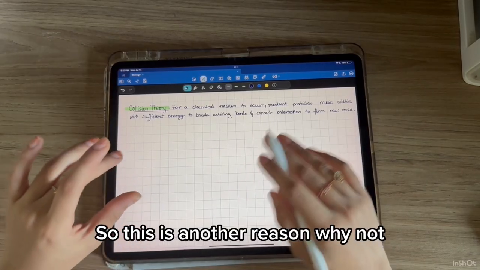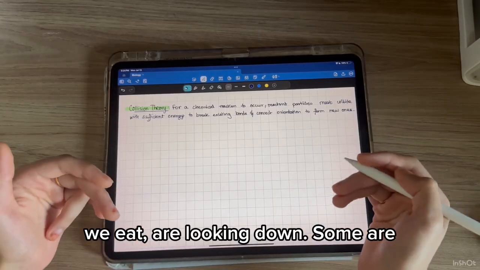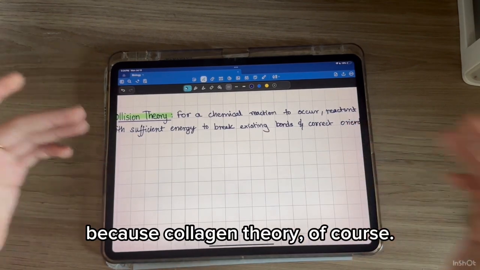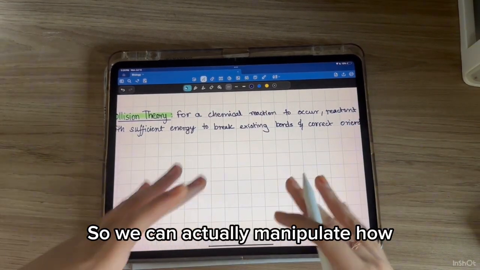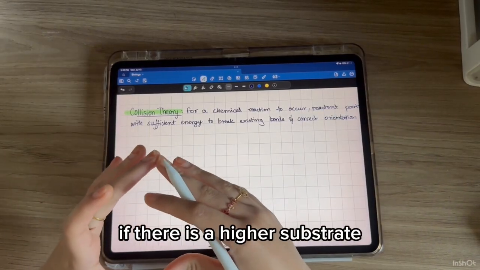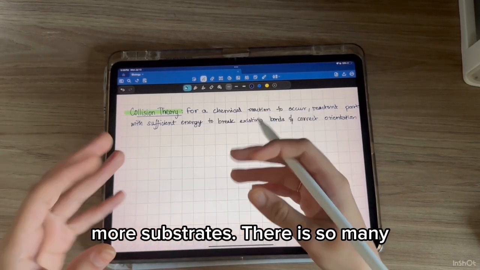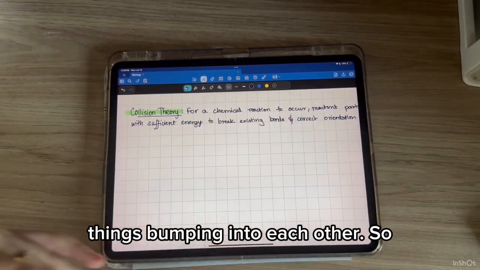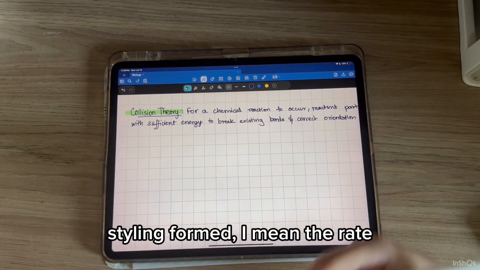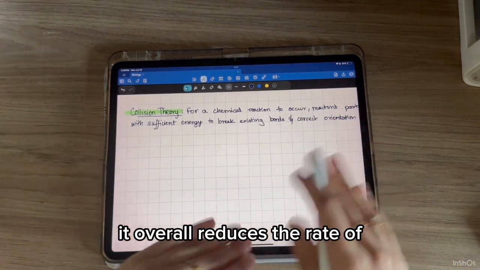So this is another reason why not all the molecules we eat are broken down. Some are just lost without being broken down because of collision theory, of course. So we can actually manipulate how the theory of collision works, because if there is a higher substrate concentration, there are so many things bumping into each other, so it reduces the rate of collision with active sites. So it overall reduces the rate of reaction.